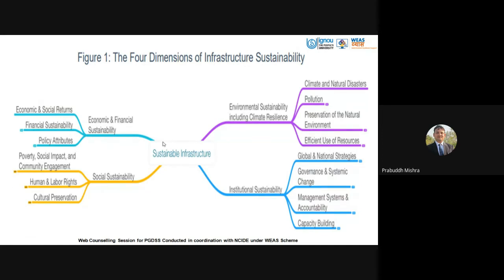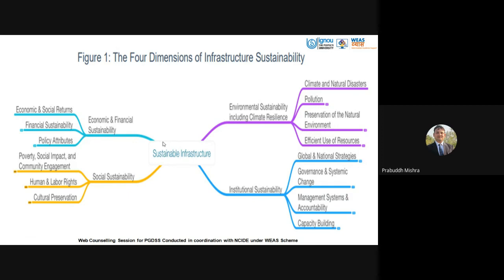Social sustainability is very important. Community engagement for poverty reduction, human and labor rights, cultural preservation, these are under the social sustainability. Education, health, all are under this social sustainability. And this is very important. Until and unless we educate people, until and unless we make our population fit and healthy, the productivity is not going to be increased. So that has to be seen.